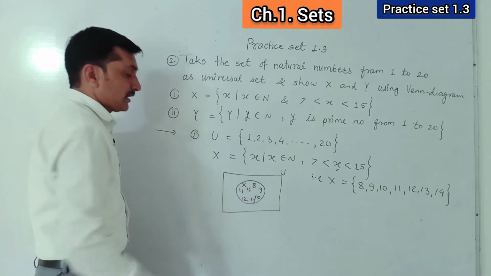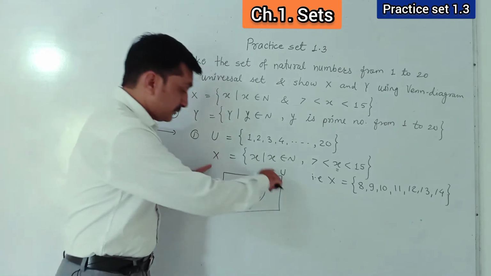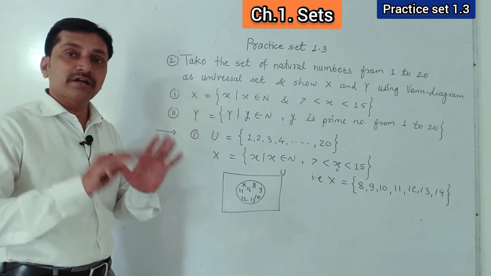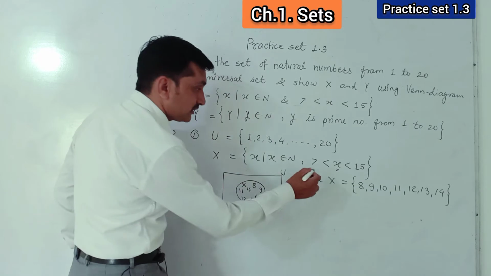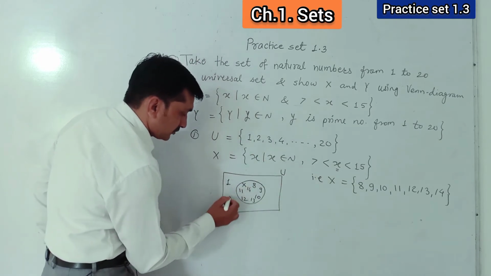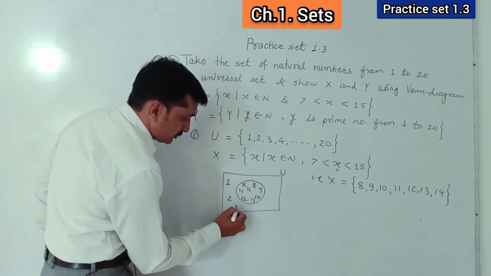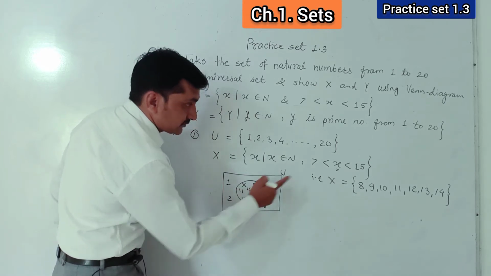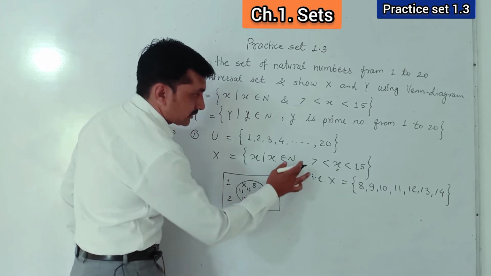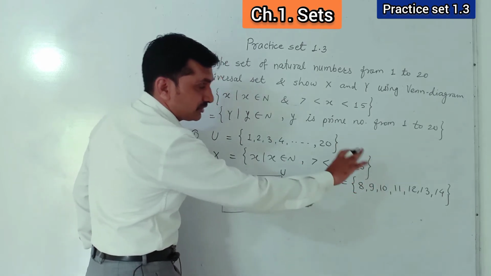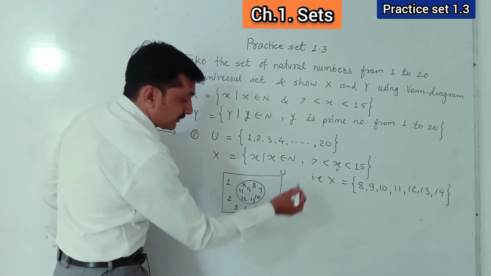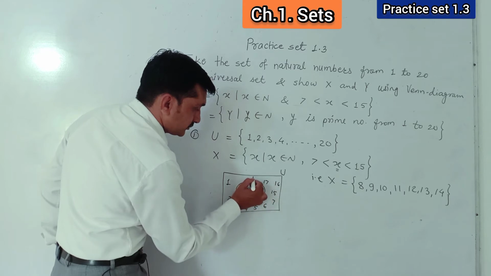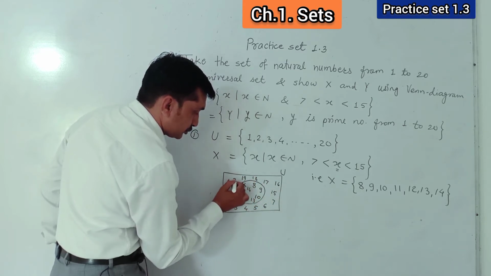Now the remaining numbers you have to write outside the circle but inside the rectangle. Remaining means which are left? 1, 2, 3, 4, 5, 6, 7, right? Now 8 to 14 we have written inside. After that 15, 16, 17, 18, 19, 20.